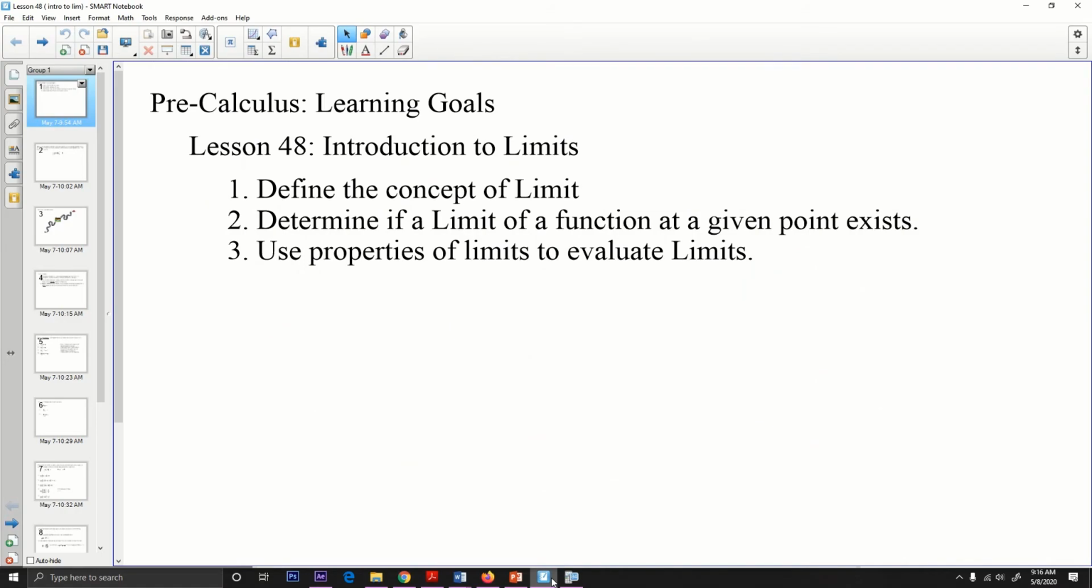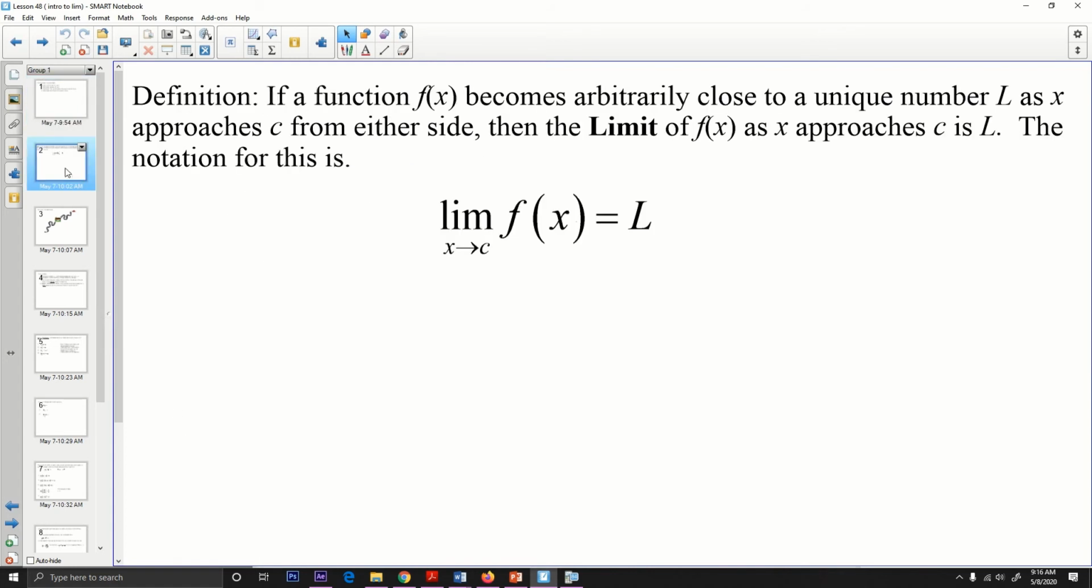So today we're going to define the concept of limit. We're going to determine if a limit of a function at a given point exists, and we're going to use properties of limits to evaluate limits. So first, let's define that thing.